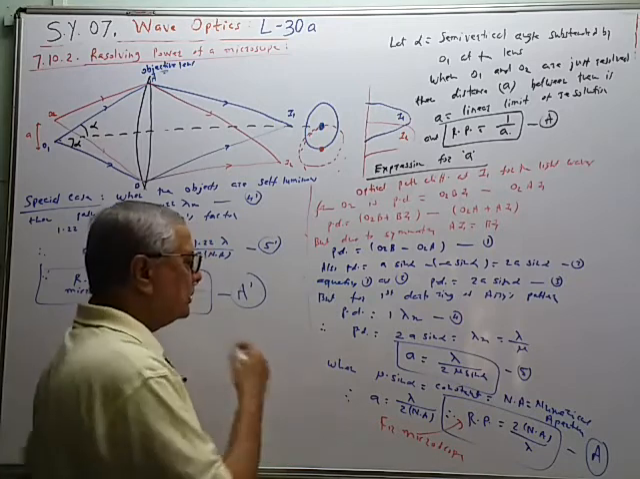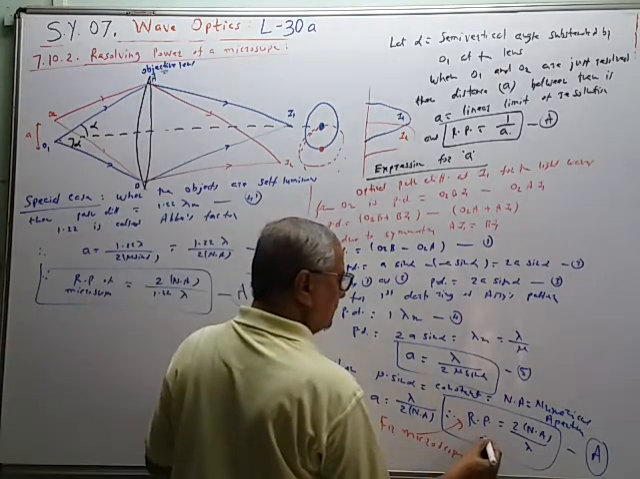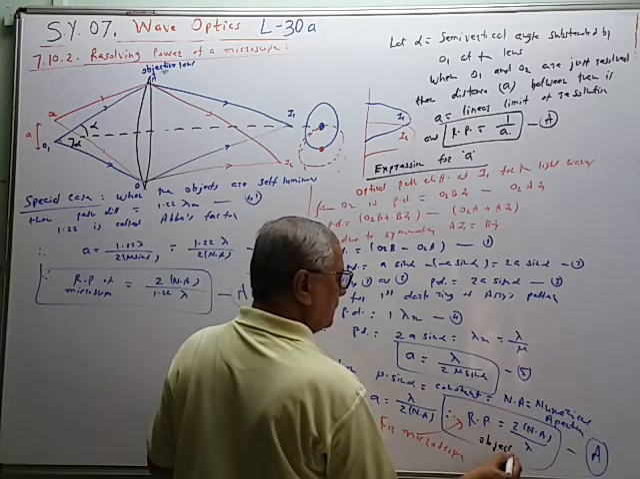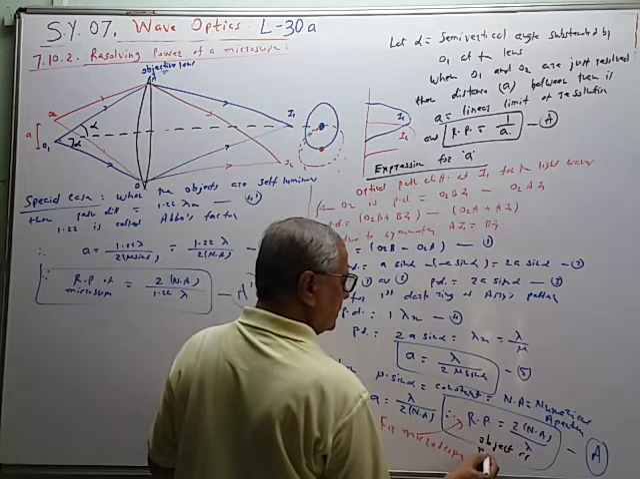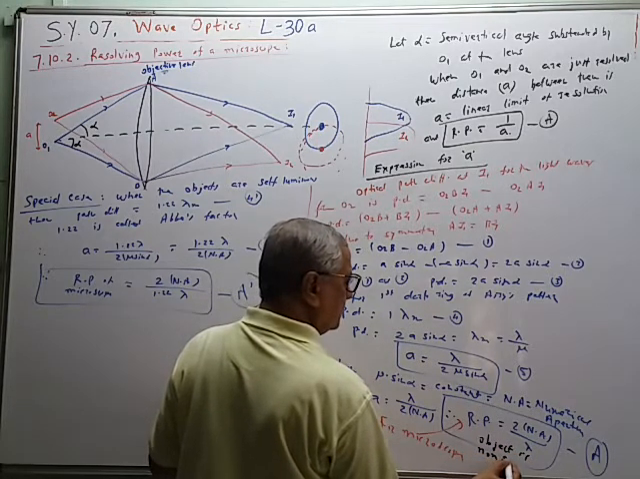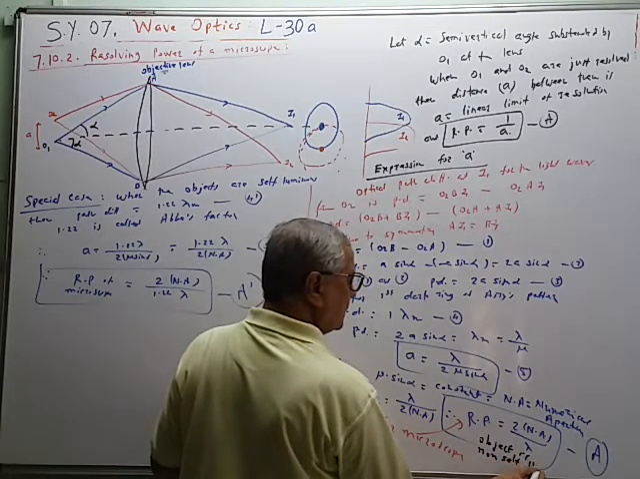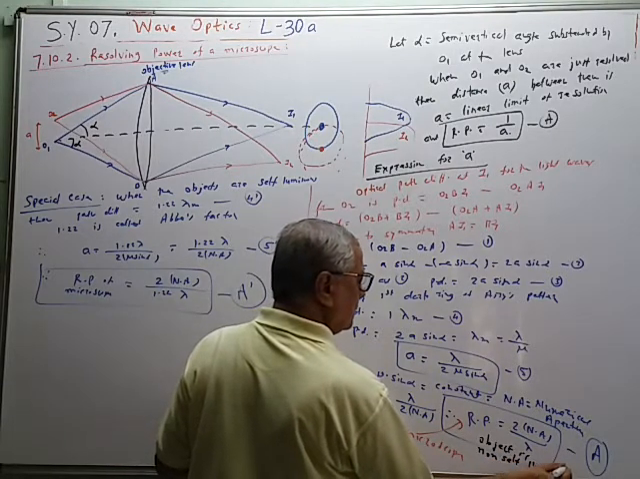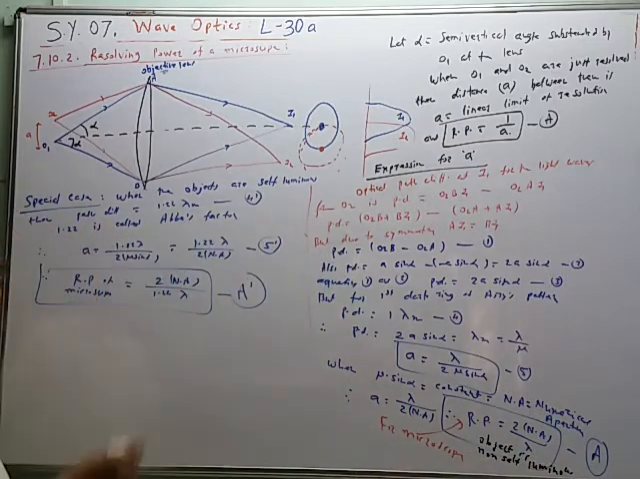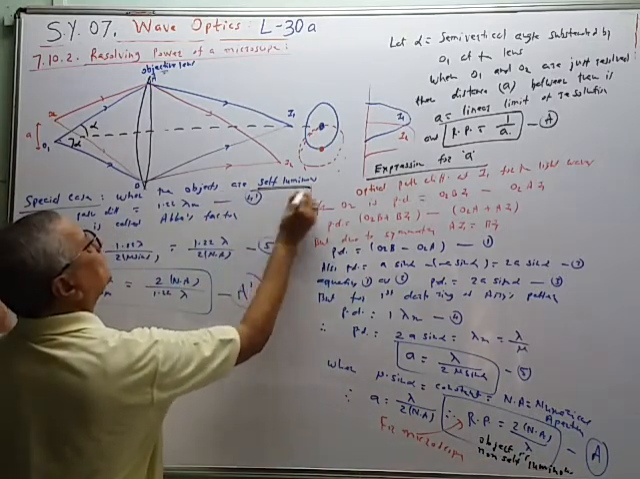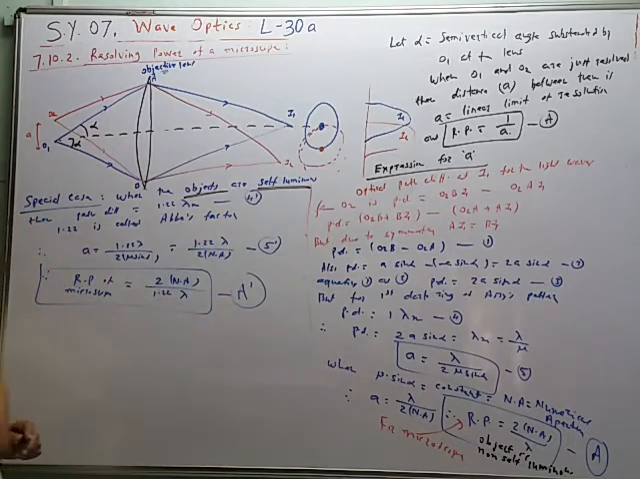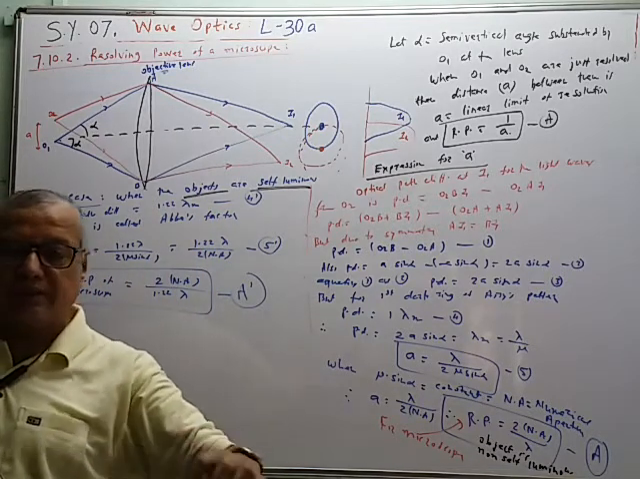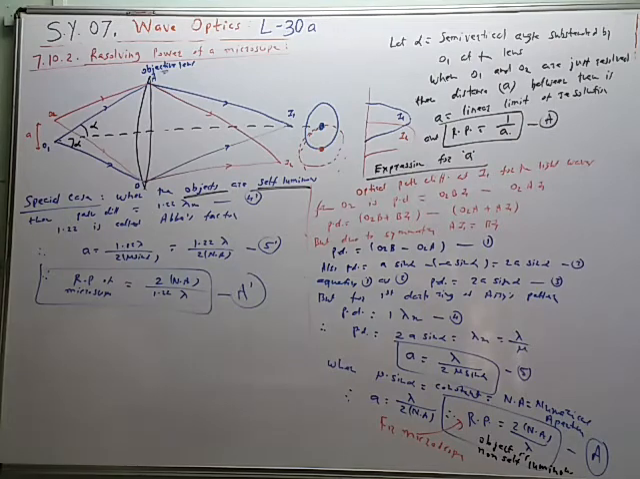So what is the difference between the two cases? In one case the object is non-self-luminous. In this case, the object is self-luminous. So when the object is self-luminous, we have to add the Abbe's factor 1.22, and it is included in the equation of the path difference, like this.